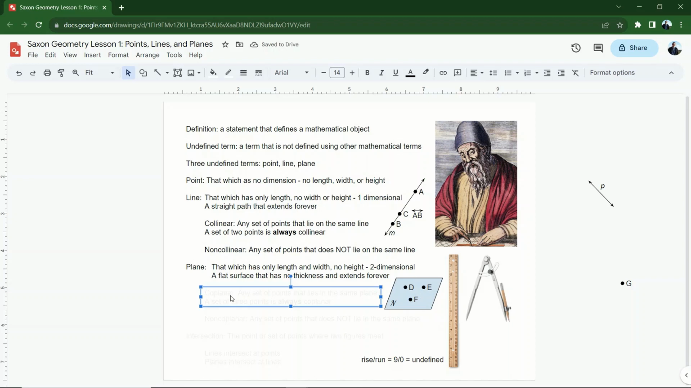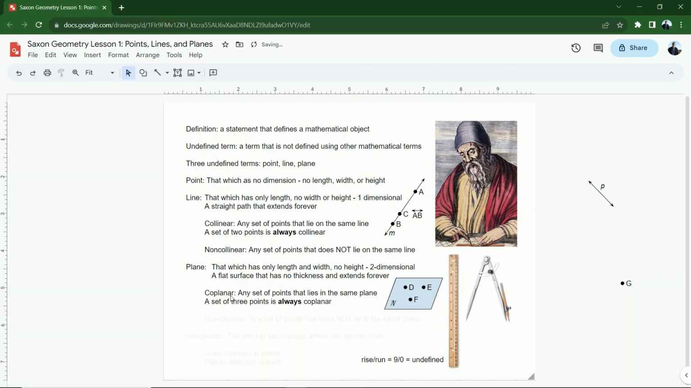Now, we would say that these 3 points are coplanar, a set of points that lies in the same plane. This is analogous back to when we were talking about lines. Just like any 2 points have to be collinear, any 3 points are coplanar. You can't define 3 points that aren't connectable by some plane that passes through all 3 of those points.